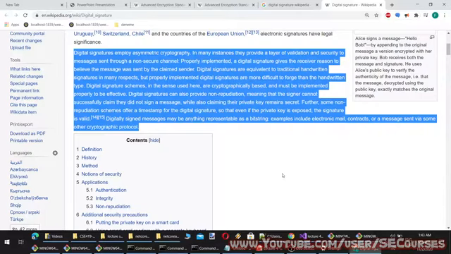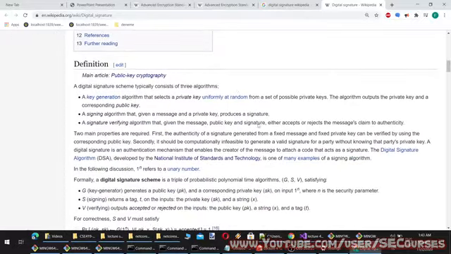Digitally signed messages may be anything representable as a bitstring. Examples include electronic mail, contracts, or a message sent via some other cryptographic protocol.